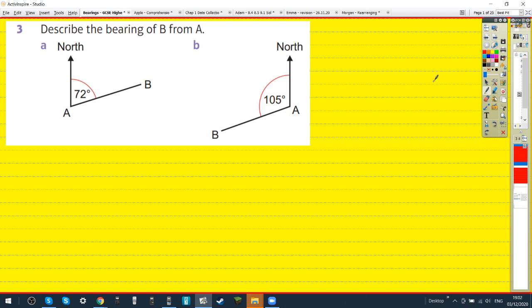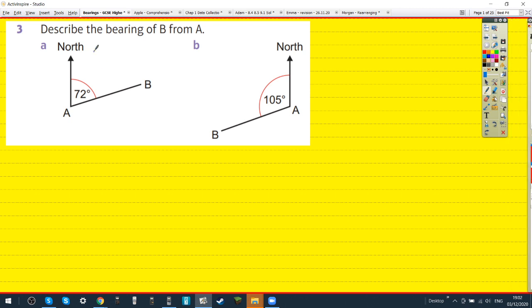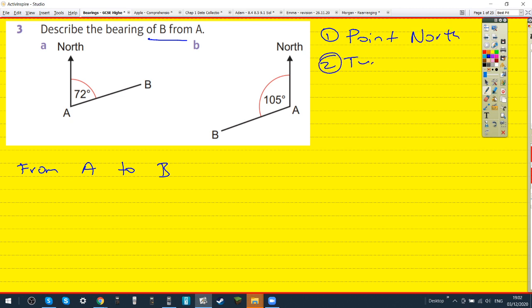You have to... they're always written backwards. So that's like from A to B. Yeah, the bearing from A to B. Point north. Turn clockwise. And stop on the line.